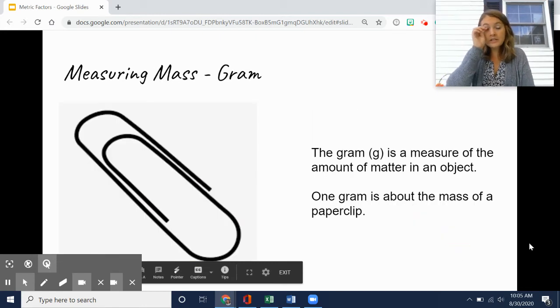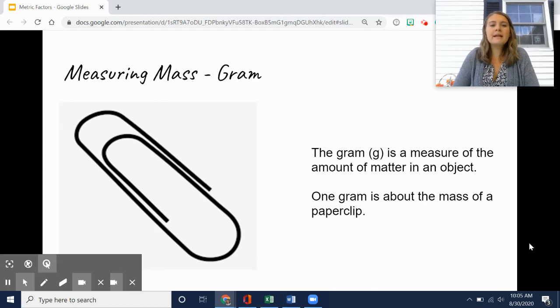All right, now we're going to start talking about mass. Mass can be measured using the unit of grams. And 1 gram is about the mass of a paperclip. Our symbol for gram is G.